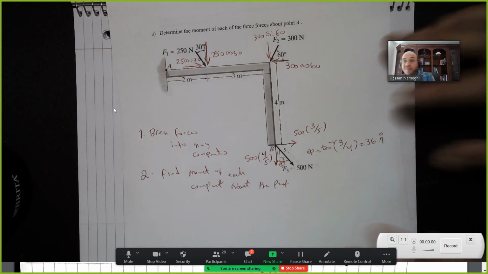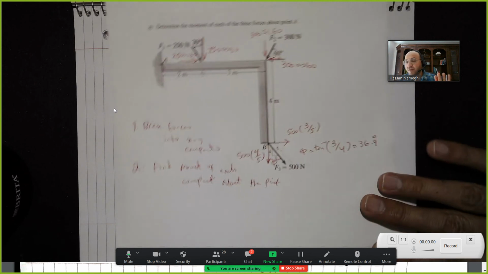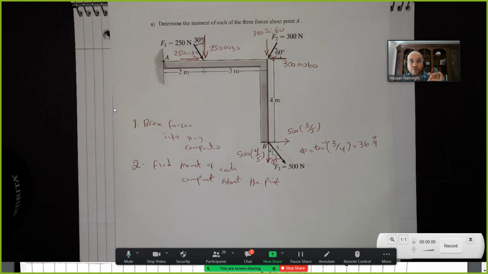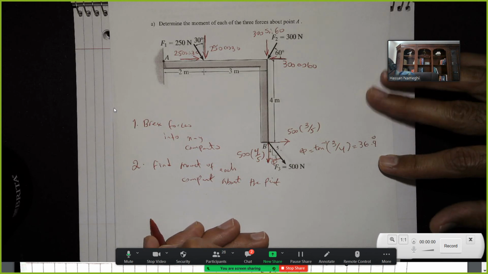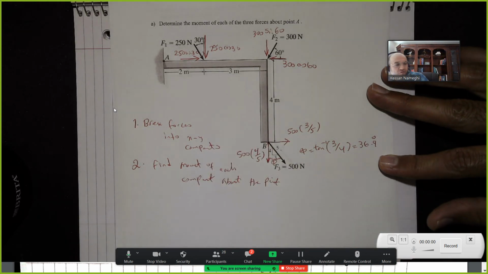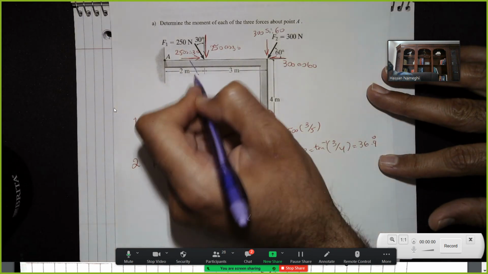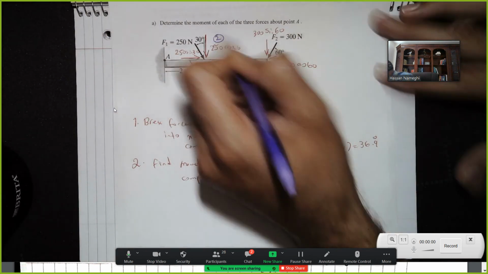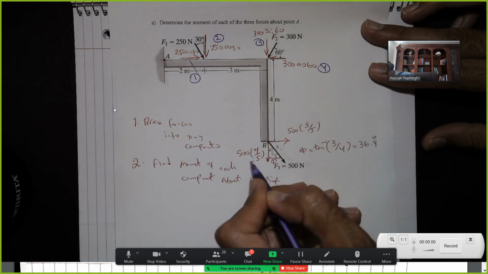Now I have 6 components I need to take care of, because I broke those 3 forces into 6 components. For each of these components, I need to find the perpendicular distance to the point A. Okay, let's go for it. To do the moment, let me label them, because it's the first time we are doing this. This will be the 1, this will be the 2, the third component, the fourth, the fifth, and then the sixth.